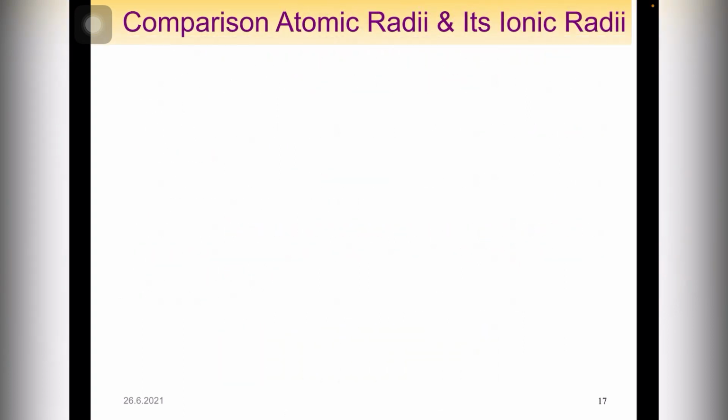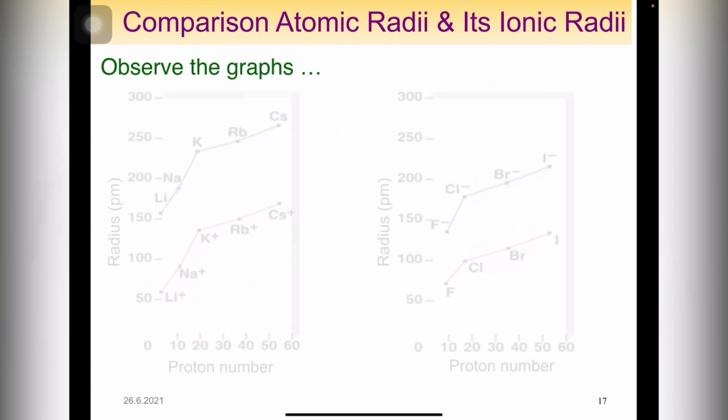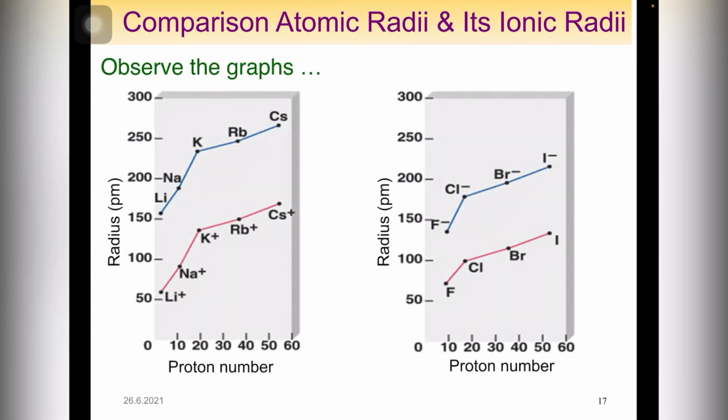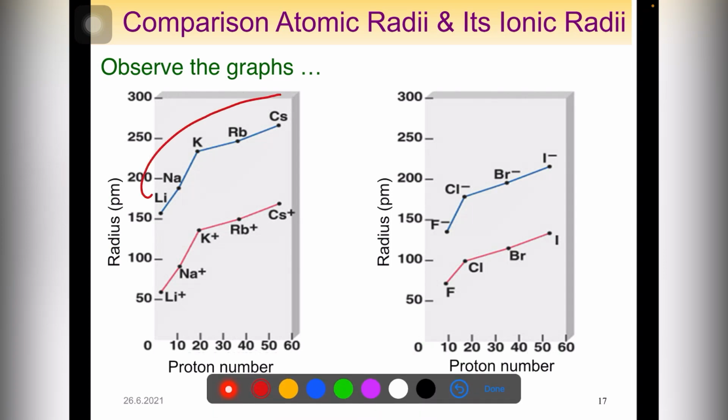Okay, next, comparison of atomic radii and ionic radii. Let's see. For example, we have group 1 and this is group 17. So these are ions: lithium, lithium plus, sodium, sodium plus, potassium, potassium plus, rubidium, rubidium plus, and cesium, cesium plus. This one is the anions of group 17, the atoms of fluorine, chlorine, bromine, and iodine.